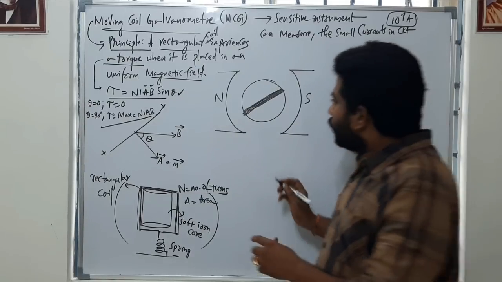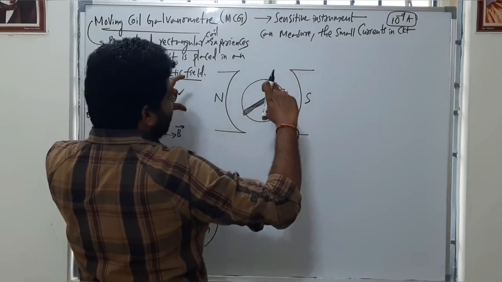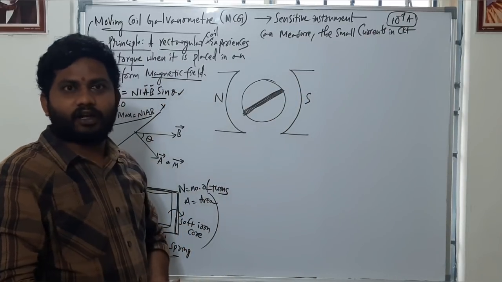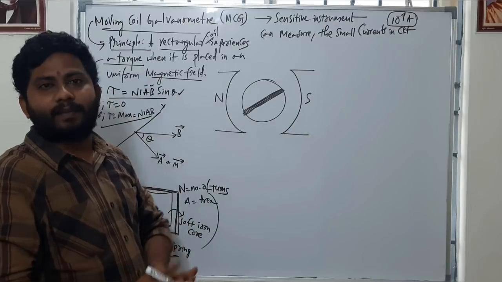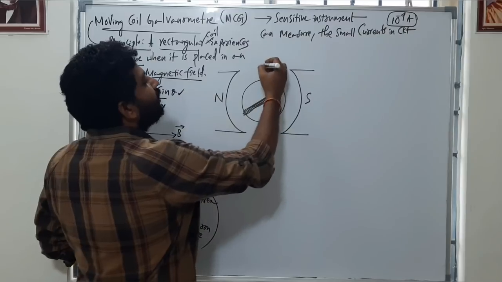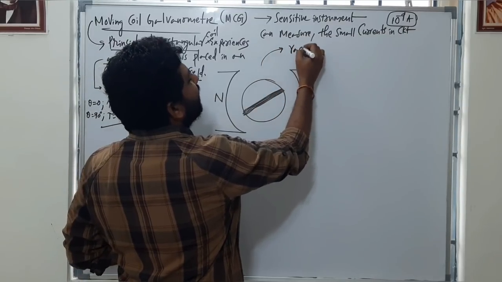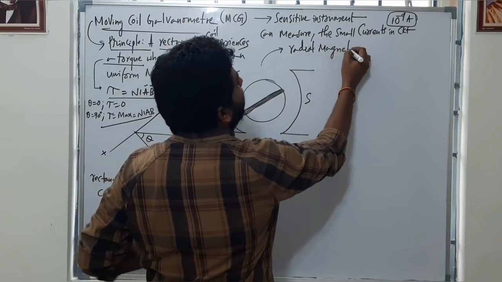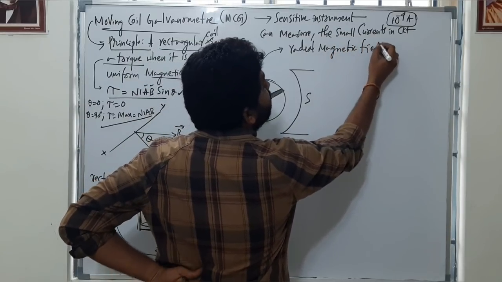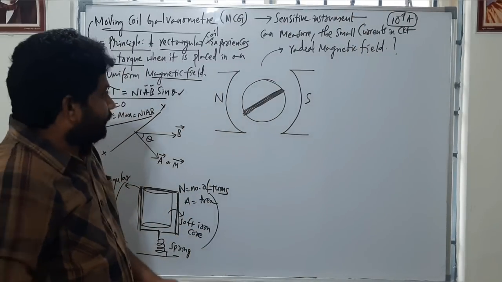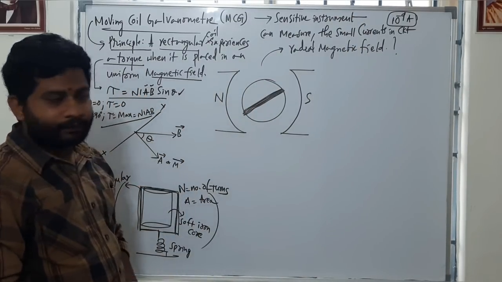And you know, this particular shape of the magnets will provide a radial magnetic field. What is that? Radial magnetic field. So this particular fixing arrangement will provide a radial magnetic field. What is the requirement of the radial magnetic field and what is the use of it, we will discuss later. Okay, so now concentrate here.